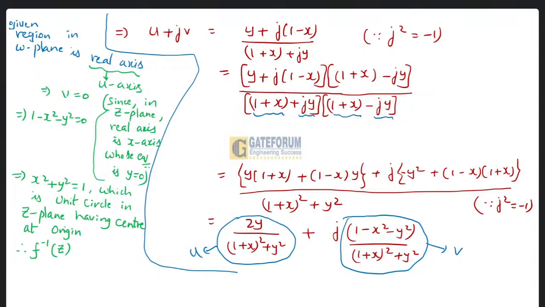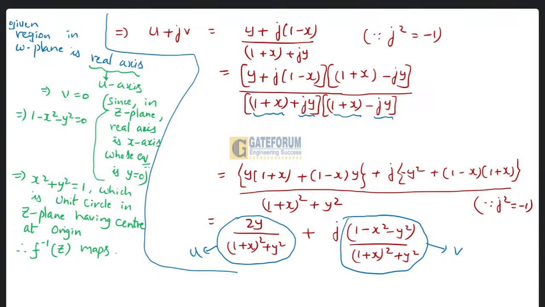Actually, f inverse of w, that is the notation, maps. I don't know why they have given f inverse z. f of z maps a region in Z plane to a region in W plane. f inverse of w maps a region in W plane to Z plane. Notation doesn't matter. Concept is important.